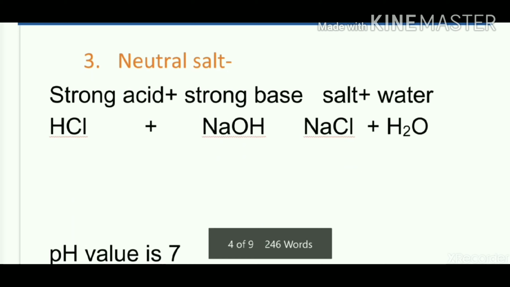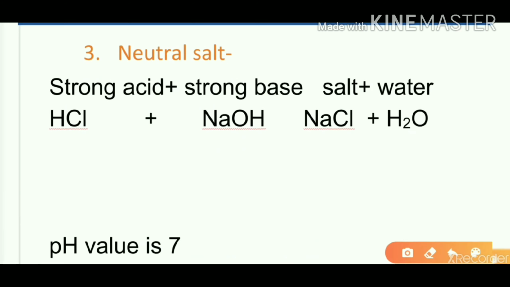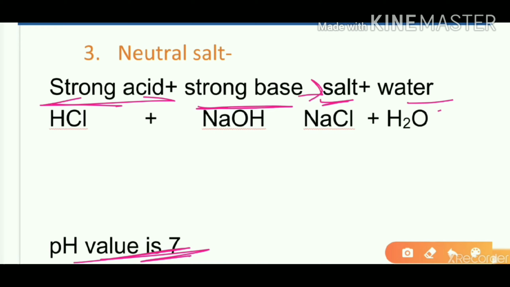Third type of salt is neutral salt. That means in this, strong acid will react with strong base, and they will neutralize the effect of each other. That means strong acid and strong base react with each other, and in this way a salt is formed which is neutral. That means the pH value of this type of salt is 7. So in this, we'll see HCl, that is hydrochloric acid, will react with sodium hydroxide to give salt which is neutral.